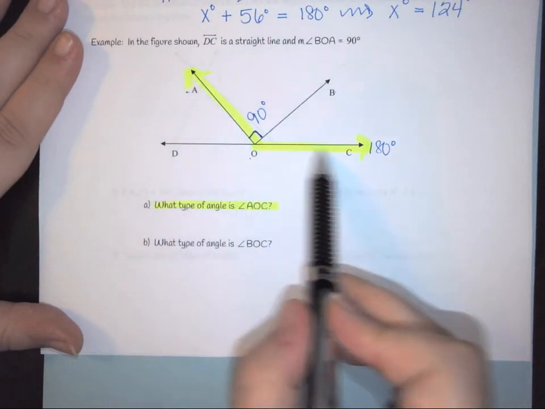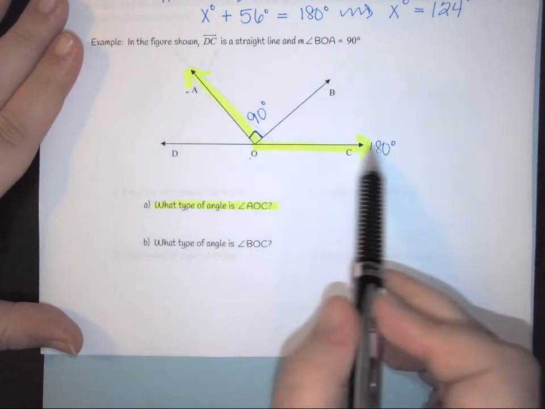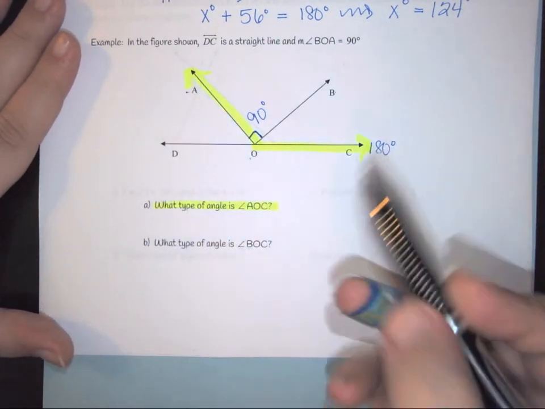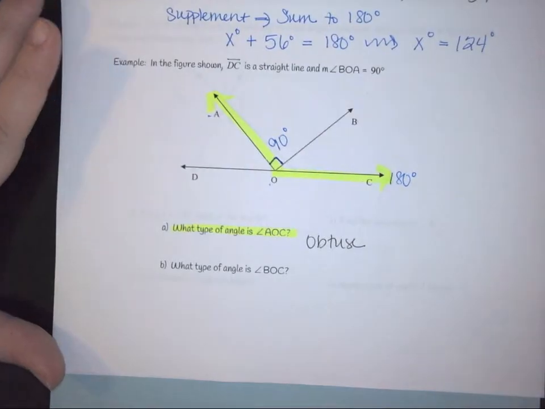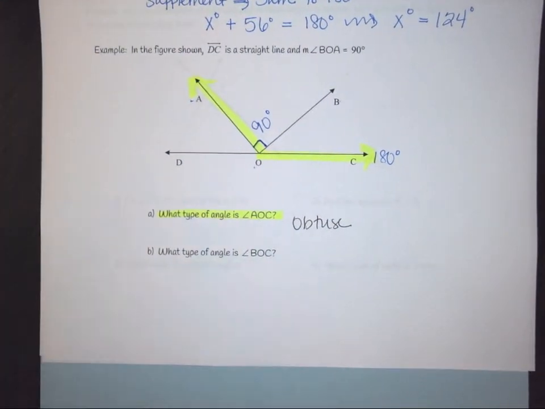Well, the stuff here in yellow kind of looks like a lounge chair to me. Therefore, its type would be obtuse. Notice I did not ask in any way, shape, or form what the measures were, just what classification of angle it is. Now the second question says, what type of angle is BOC?